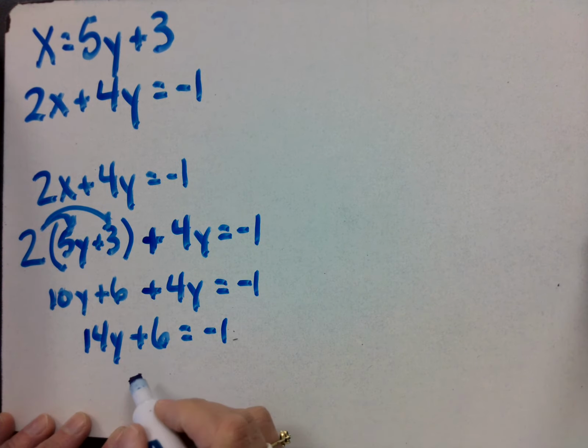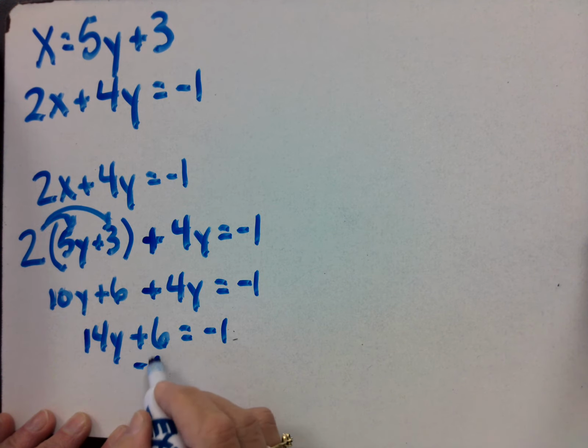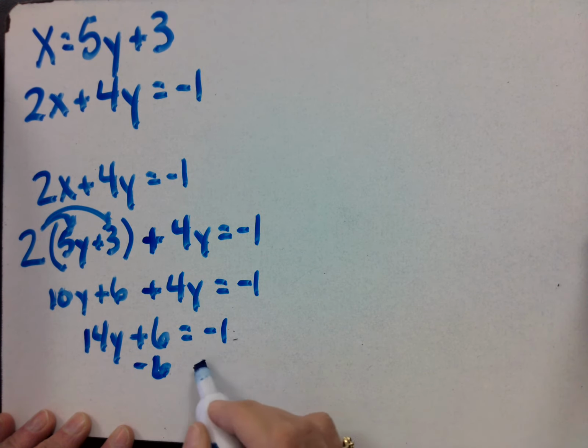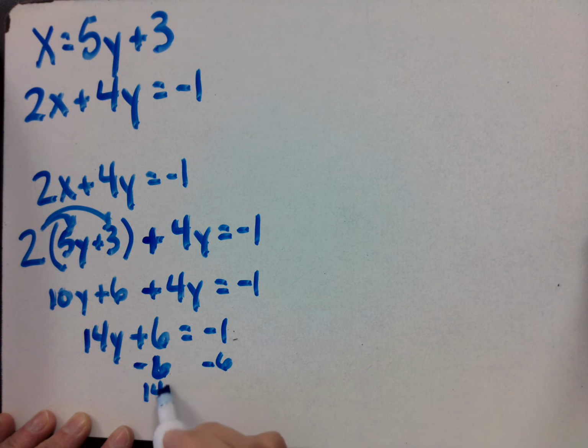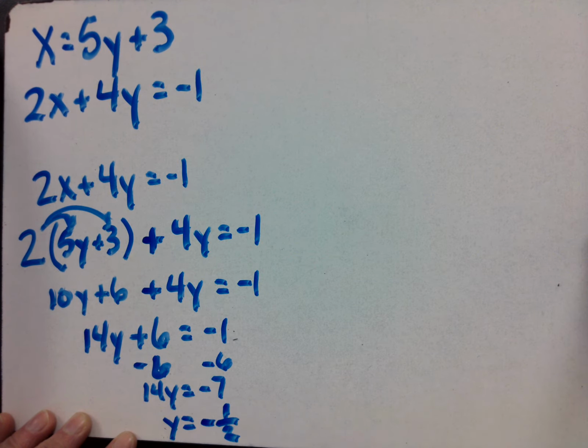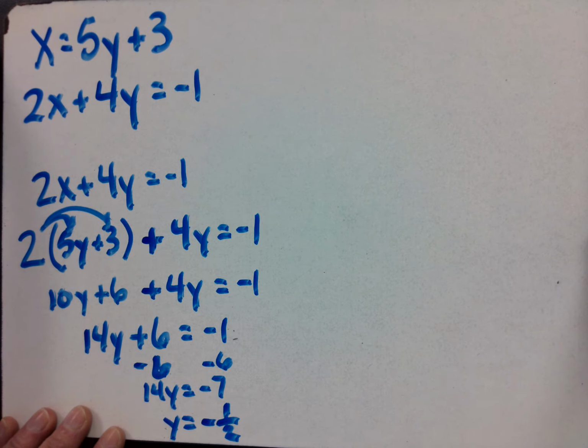And now I'm going to start solving for y. Subtract 6 on both sides. I get 14y equals -7. Divide by 14 on both sides, and I'll get -7 over 14, which is -1/2. So I just found out my y value.